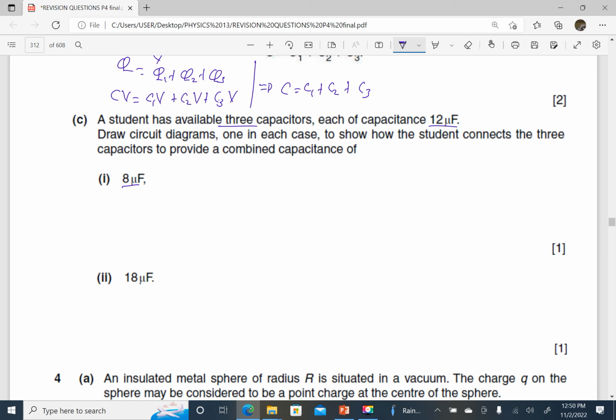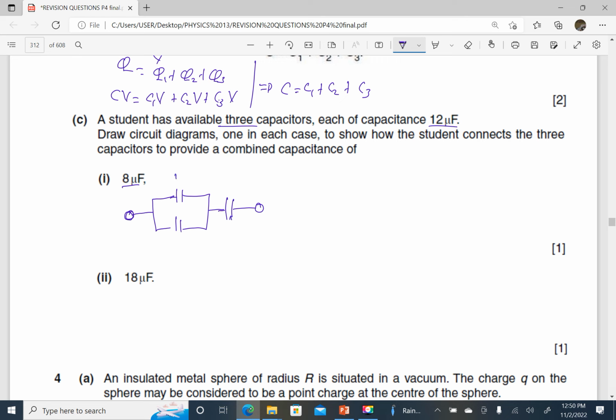But if I have 2 in parallel, that is 12 plus 12, which is 24. I know that 24 times 12 over 24 plus 12, that is 8. So I'll connect 2 in parallel and again in series with 1. You must add the connecting leads to show that there is power supply.